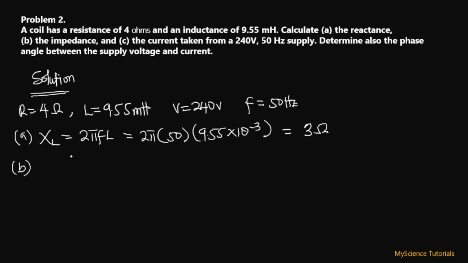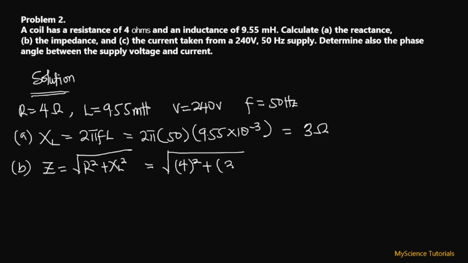So let's go ahead and find B. B is saying we should find the impedance. We know the impedance Z is equal to the square root of R squared plus XL squared. We just found XL to be 3, so that is good news for us. So this is equal to our R, which is the resistance, 4, so we have 4 squared plus our XL, which is the inductive reactance, 3, so we have 3 squared. If we compute everything over here in our calculator, we are going to get 5 ohms as the total opposition to the flow of current in this particular AC circuit.